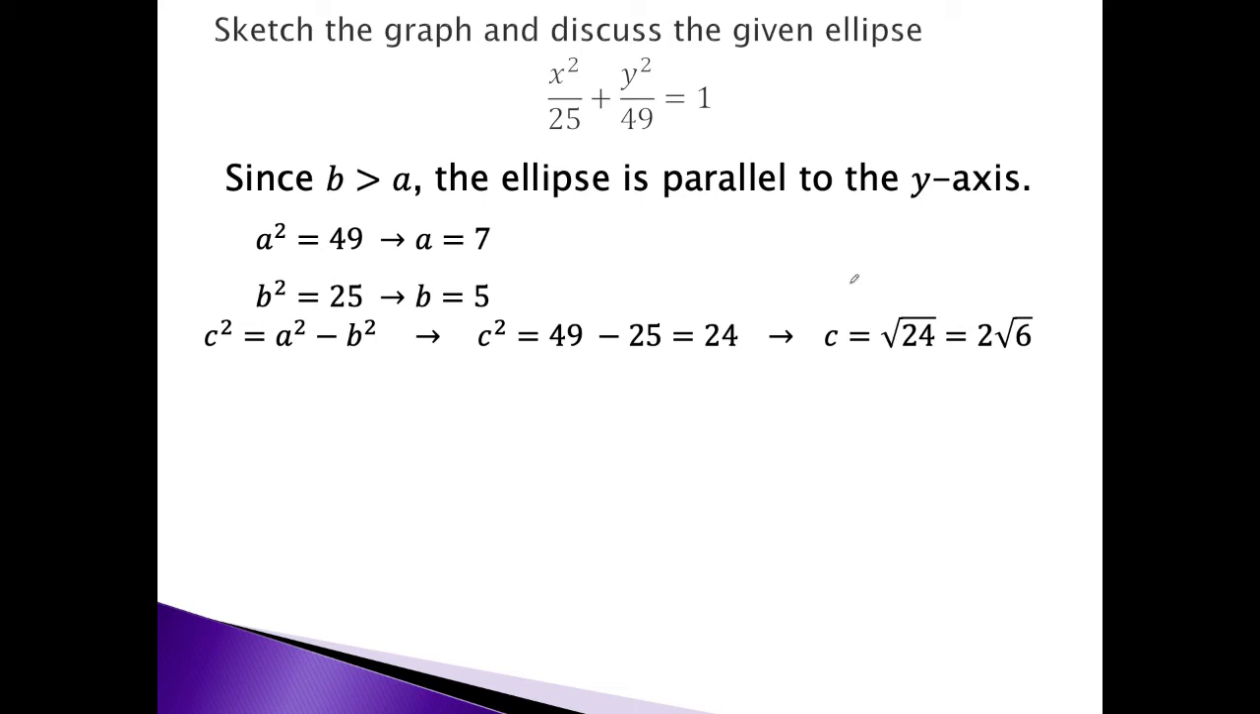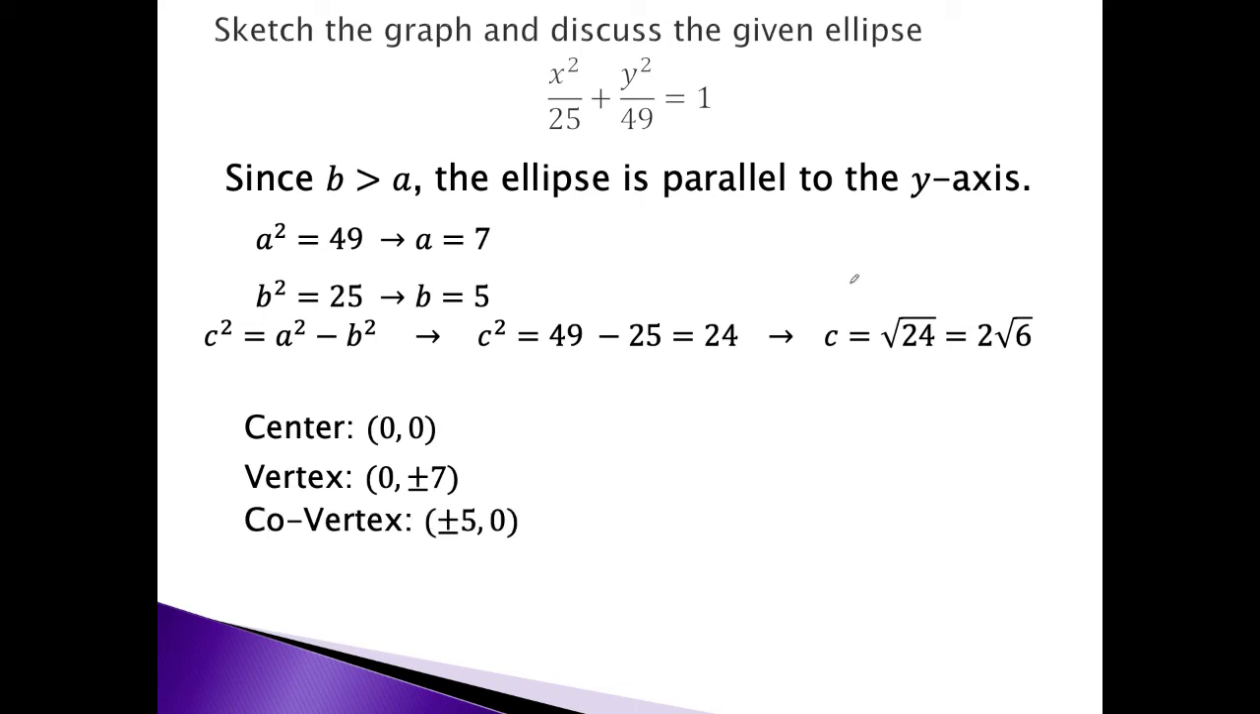C squared equals a squared minus b squared. C squared equals 49 minus 25, which is 24. So c equals 2 square roots of 6. Our center is (h, k), which is (0, 0). Since we're parallel to the y-axis, our vertices are 0, plus or minus 7.